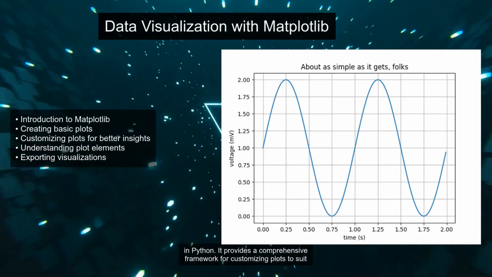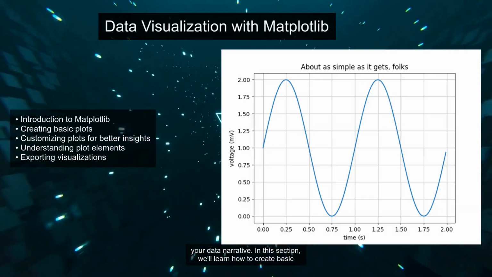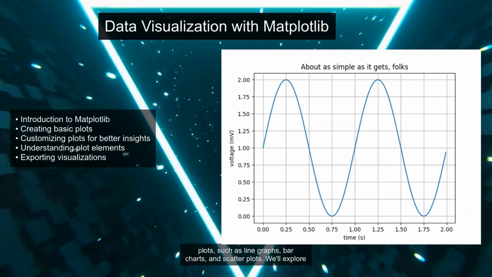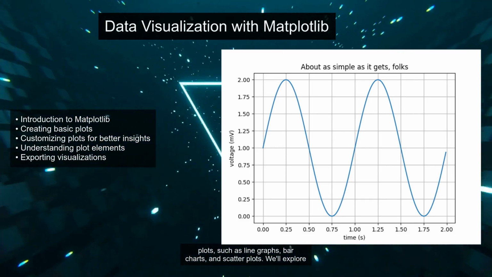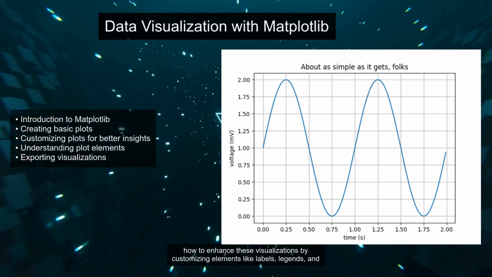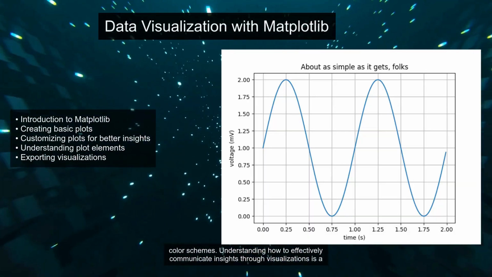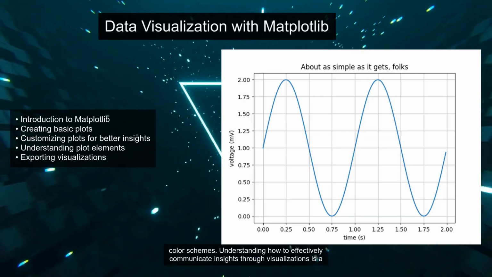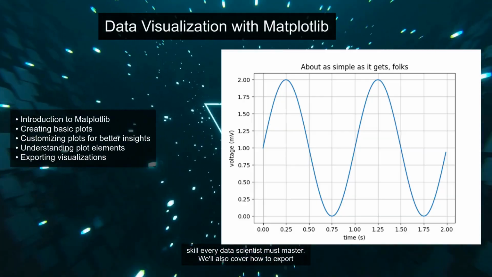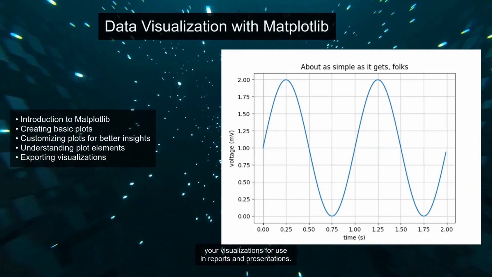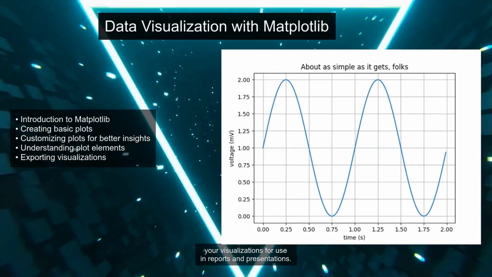It provides a comprehensive framework for customizing plots to suit your data narrative. In this section, we'll learn how to create basic plots, such as line graphs, bar charts, and scatter plots. We'll explore how to enhance these visualizations by customizing elements like labels, legends, and color schemes. Understanding how to effectively communicate insights through visualizations is a skill every data scientist must master. We'll also cover how to export your visualizations for use in reports and presentations.